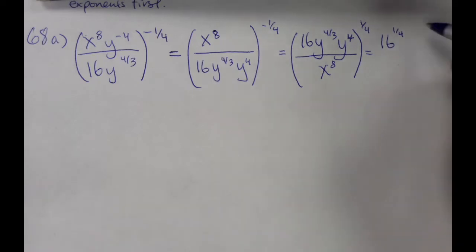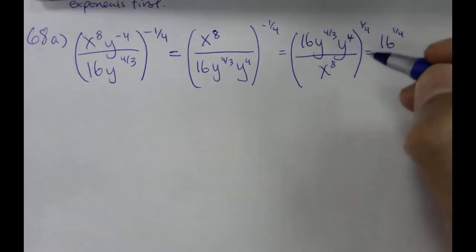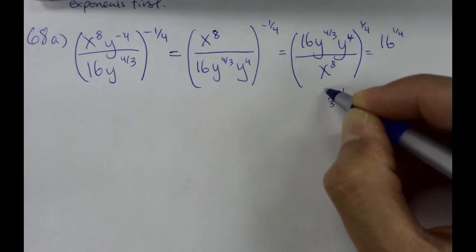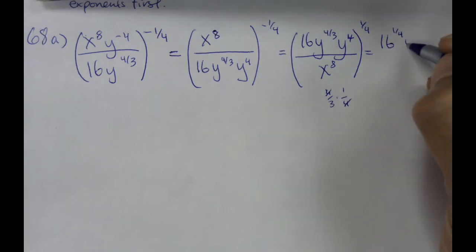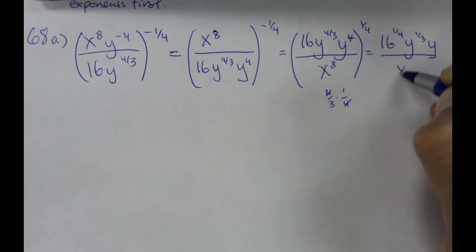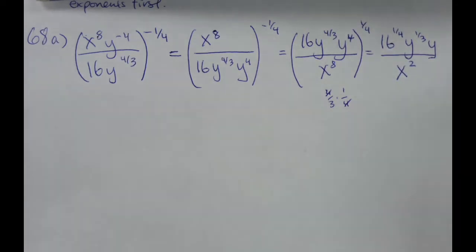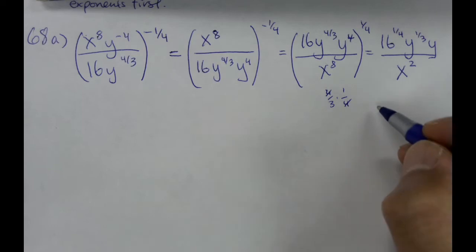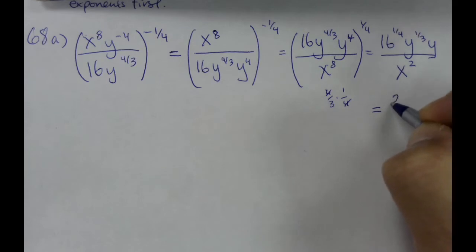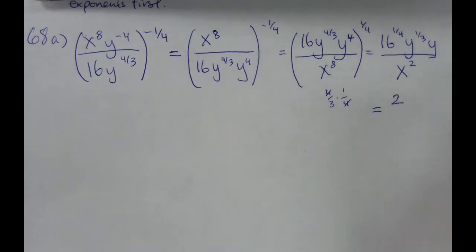Okay, now 4/3 times a fourth. The 4's will cancel. We'll review fractions, so I'm going to be left with y to the third for that term. 1/4 times 4 will be y to the first power, and down here 8/4 will be x squared. Now all that's left to be done is to evaluate the fourth root of 16. The square root is 4, and the square root again is 2. 2 to the fourth is indeed 16.